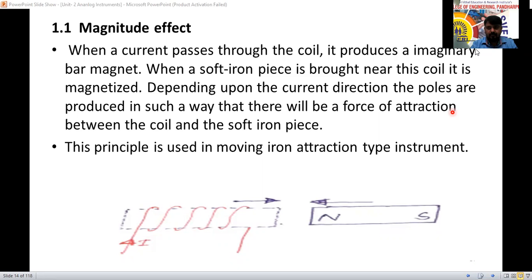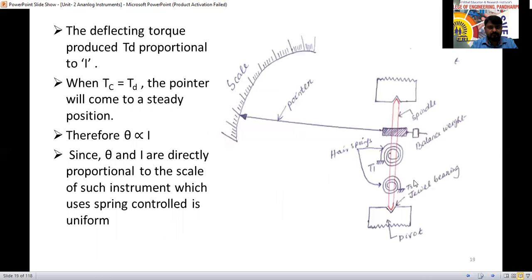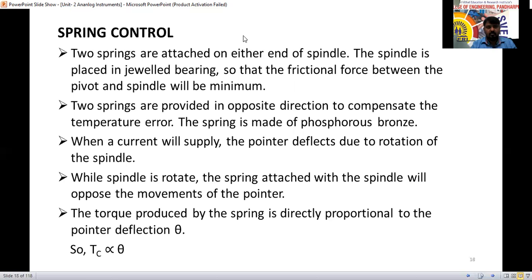Okay. So we have started the controlling. It's not moving at all. Okay. So is it visible now? Spring control.